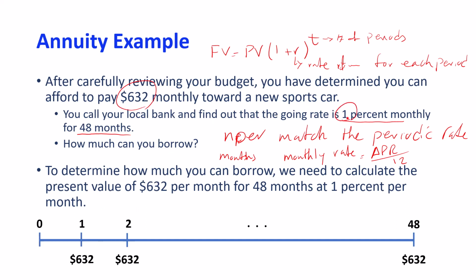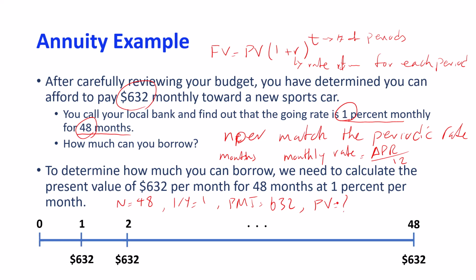Your I/Y is 1% per month, and then the number of periods that you have is 48 months. To determine how much you can borrow, you need to calculate the present value of this series of equal payments, or the present value of this annuity, to see how much you can borrow. So to borrow money today, you need the present value. So in this case, your N would be 48, your I/Y would be 1, your payment is 632, and you need to calculate present value.